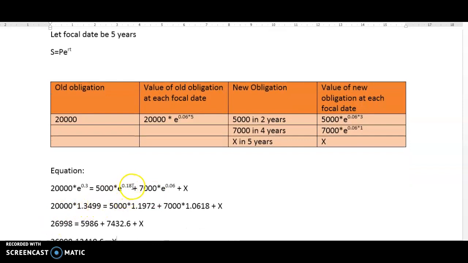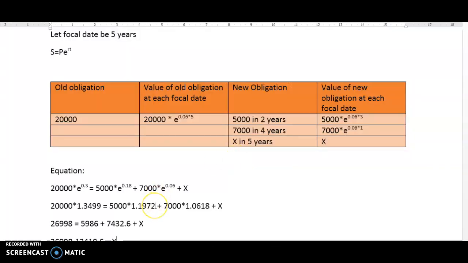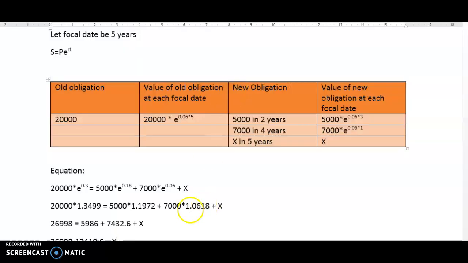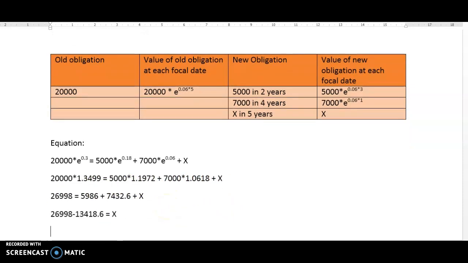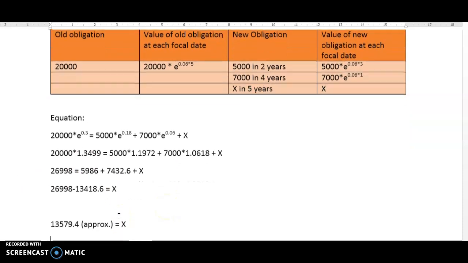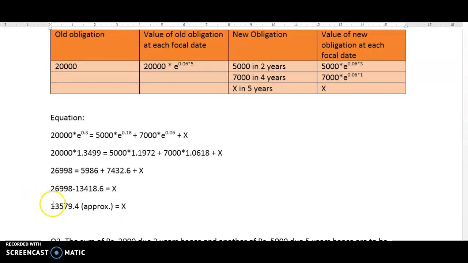Next is e raised to power 0.18. So look for the value of 0.18, and the value is 1.1972. Then next it is 0.06, the value is 1.0618. So this is 1.0618 plus X. Then you have to just solve it, and you can get your value X as 13,579.4 approximately.